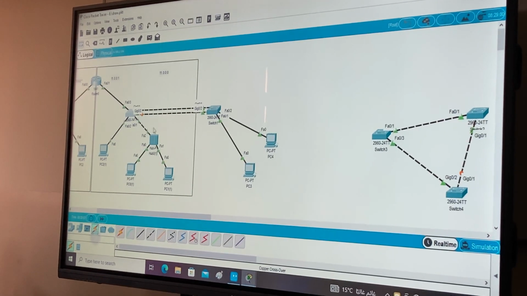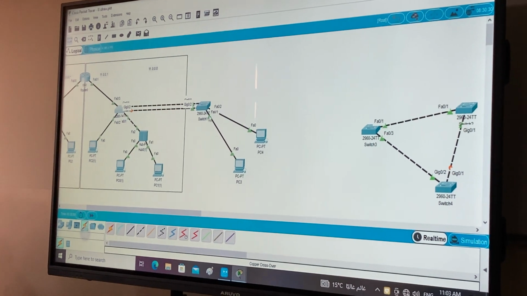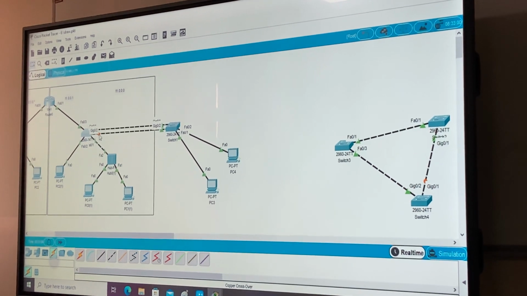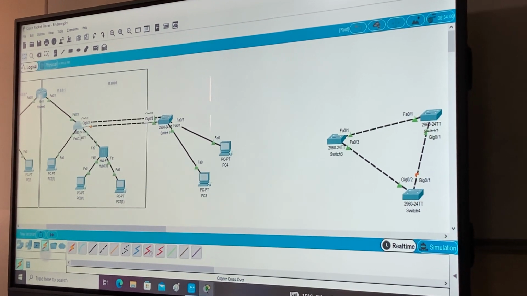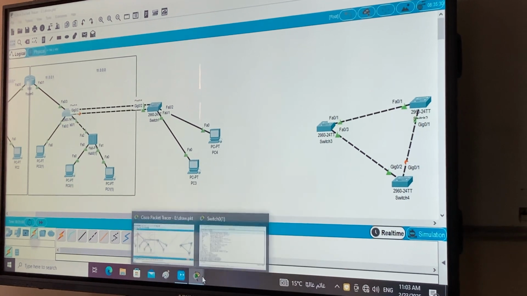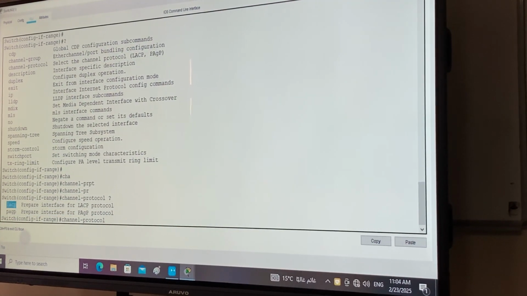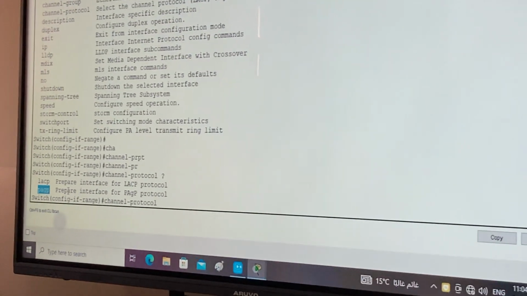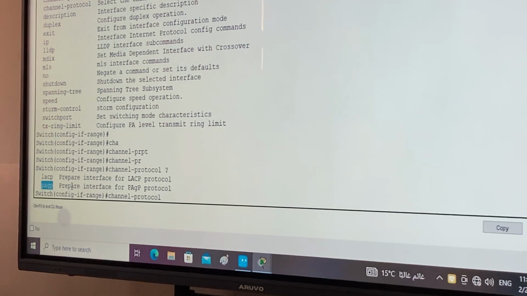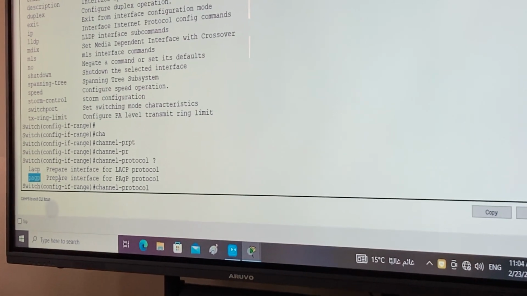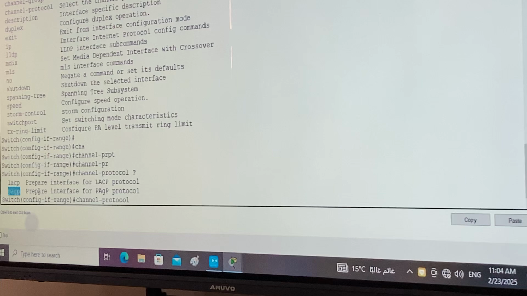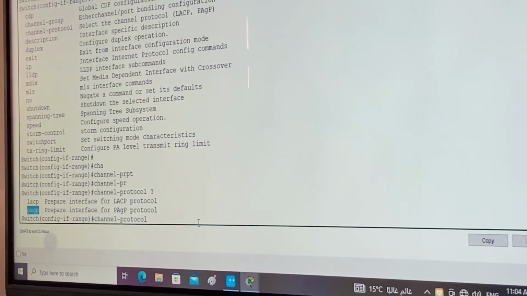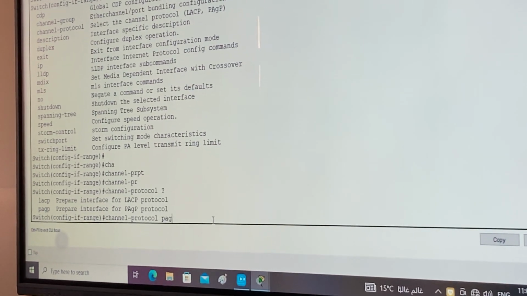When we want to connect these two together, we make the connection full duplex. The protocols working in EtherChannel are two. One of them is called LACP and the other one is called PAgP. PAgP is for Cisco, meaning the switches must be Cisco. LACP is for international switches, like Huawei, Nokia, HP, and so on. So we will use which one? PAgP.